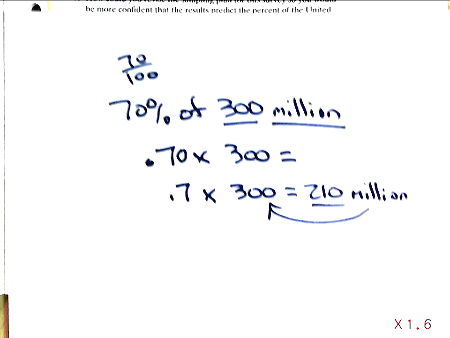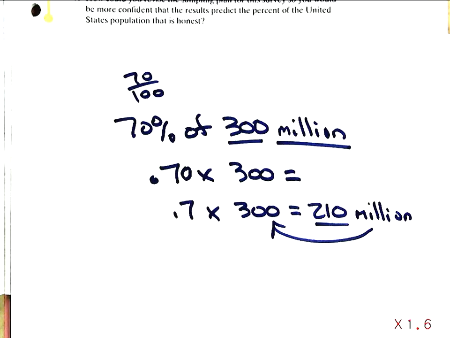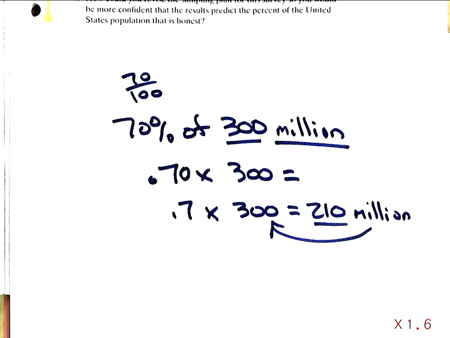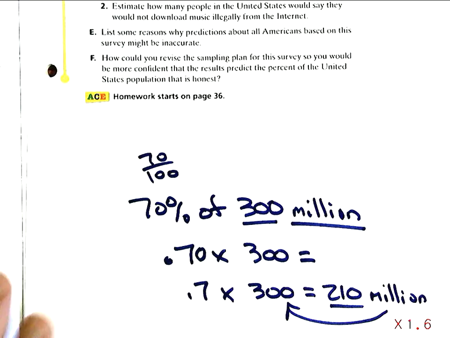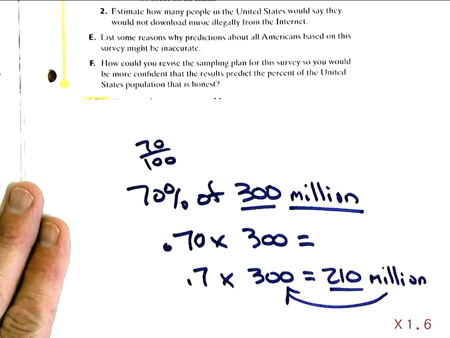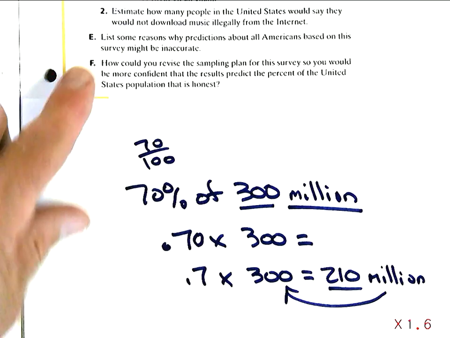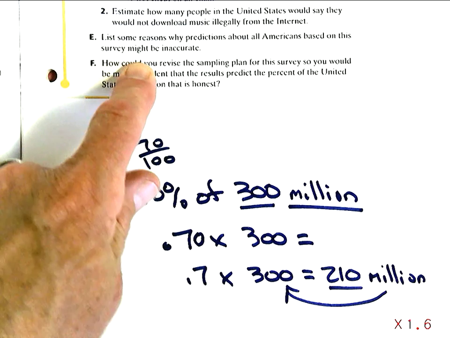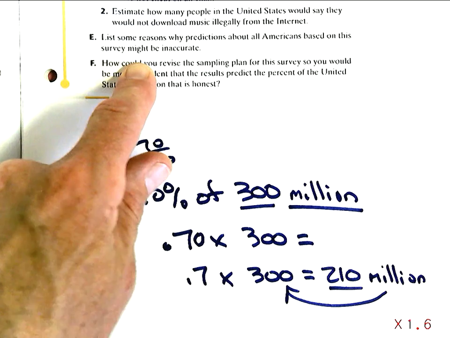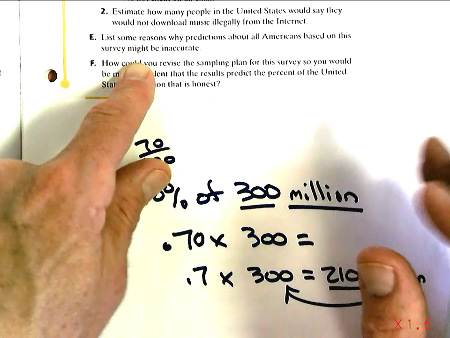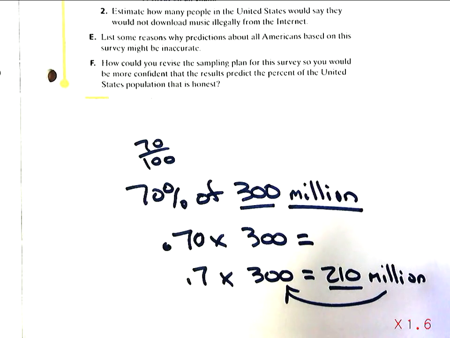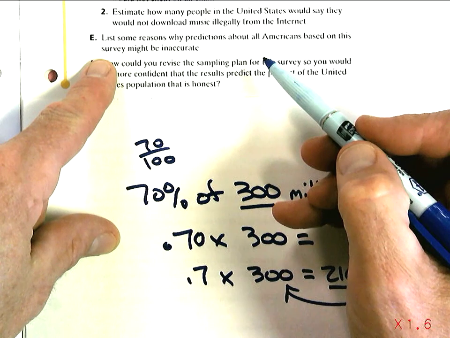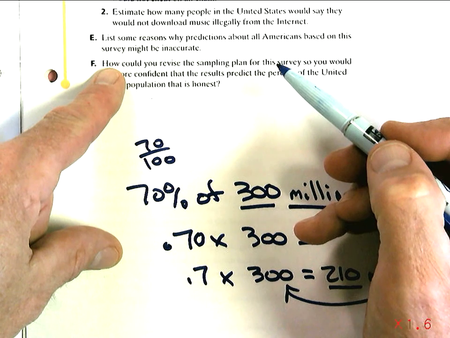Okay. Now, when I move on to parts E and F, this is where we get to just making some interpretations of our own from the problem. So I'm going to leave you with some thoughts on these. Reasons why predictions about all Americans based on this survey might be inaccurate. It's hard to make any prediction about everyone from any survey. And if you think about this particular magazine, even if it has a national circulation, I know lots of magazines with national circulation that I don't read. And so I would not have an opportunity to be a part of that survey. And so if the magazine has a national circulation, it doesn't mean that everyone reads it.